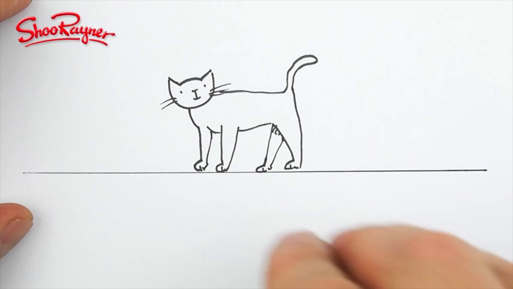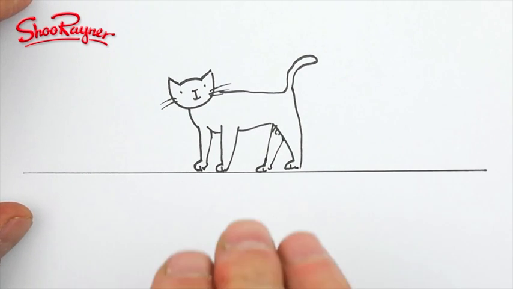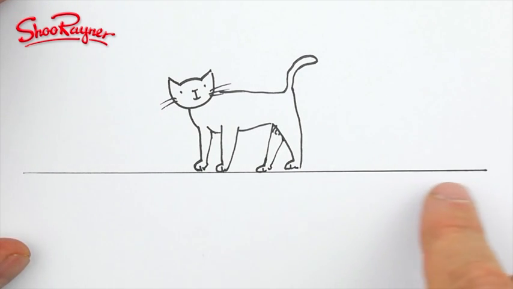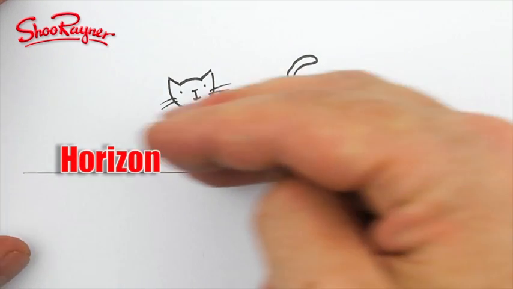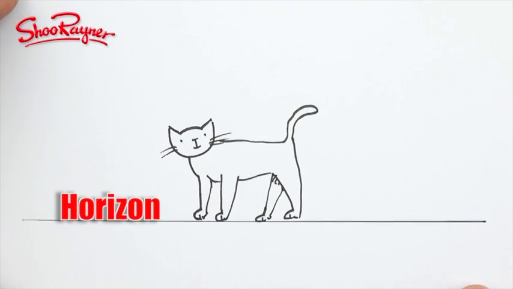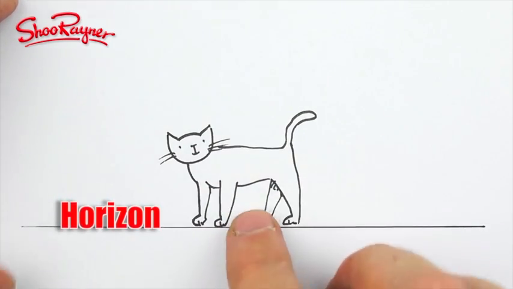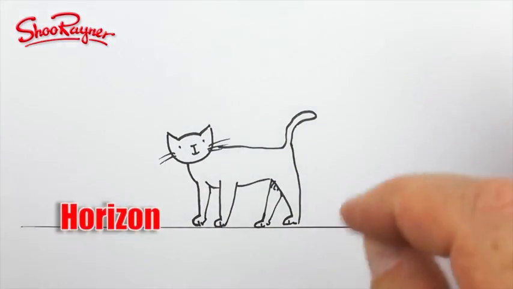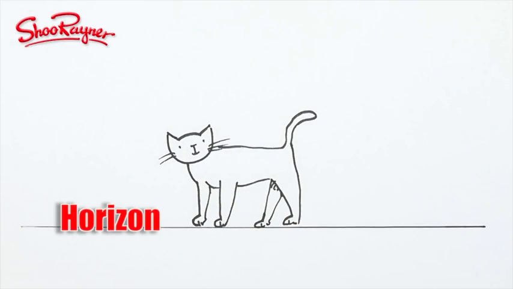Now we could be lying on the ground and looking along the ground, and this is the horizon that we see, and the cat is just walking along. Or we could be looking up, and this could be the top of a wall, and the cat is walking along the wall. It's all an illusion. This is not a three-dimensional shape. The cat is not three-dimensional. It's just some lines on a piece of paper.